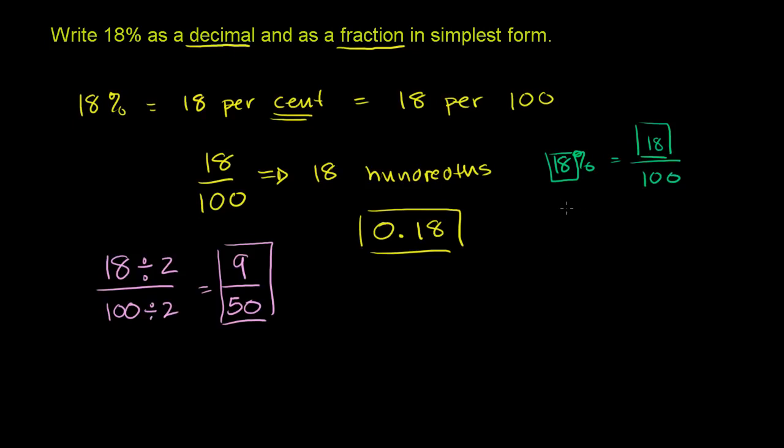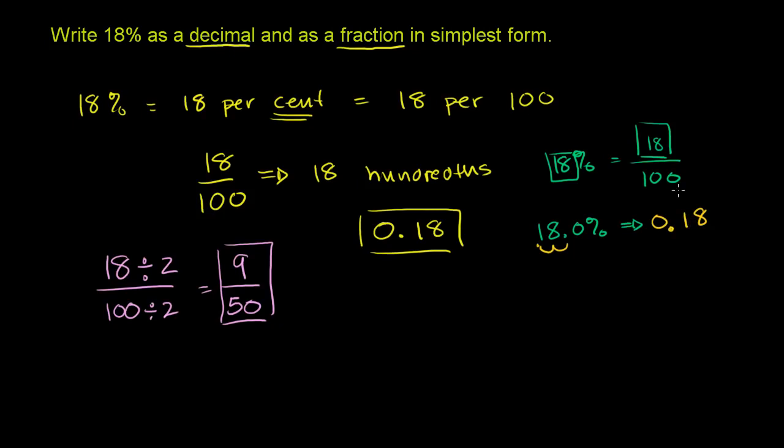Another way to think about it, you could view this as 18.0%. I just added a trailing 0 there, just so that you see the decimal. If you want to express this as a decimal without the percent, you just move the decimal to the left 2 spaces. So if we move the decimal to the left 2 spaces, 1, 2, this becomes 0.18.